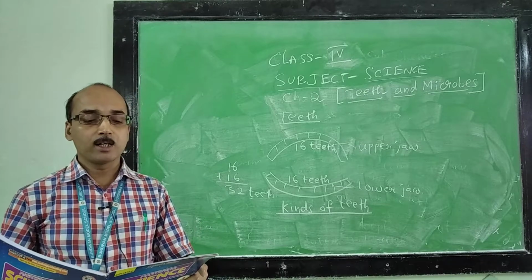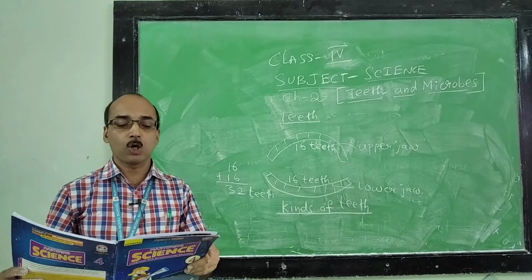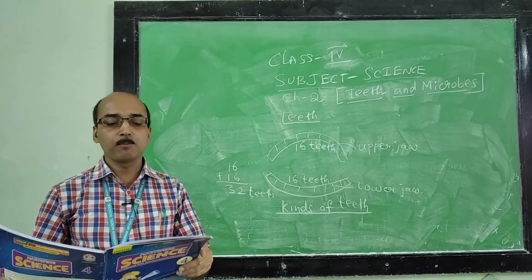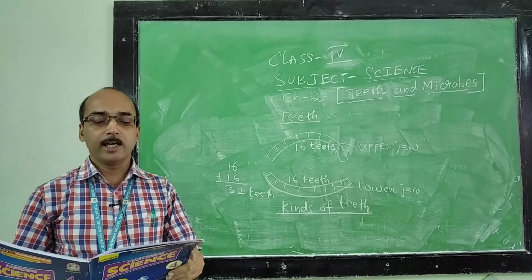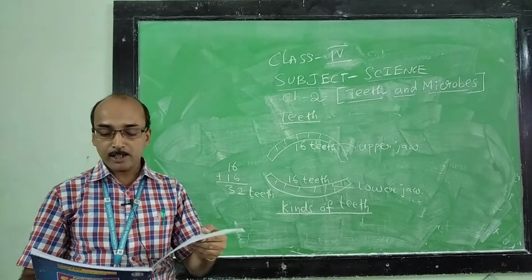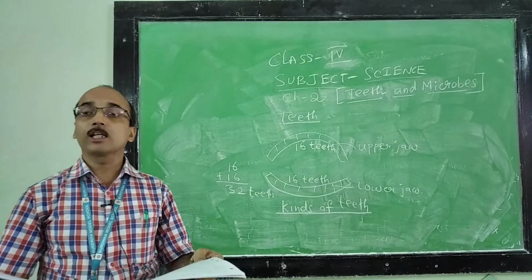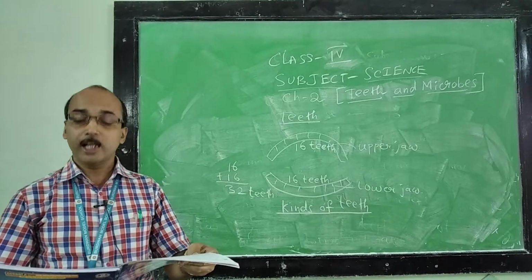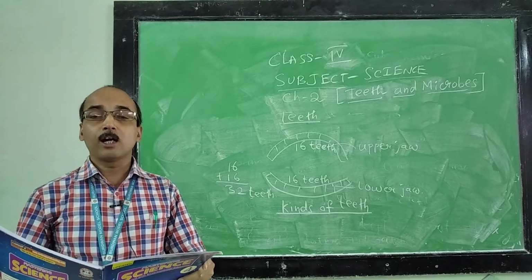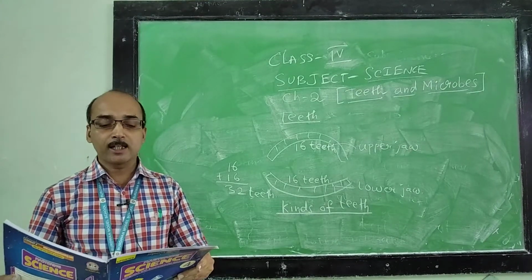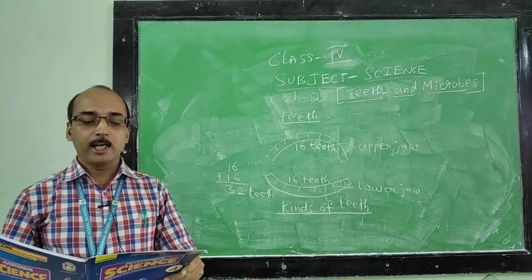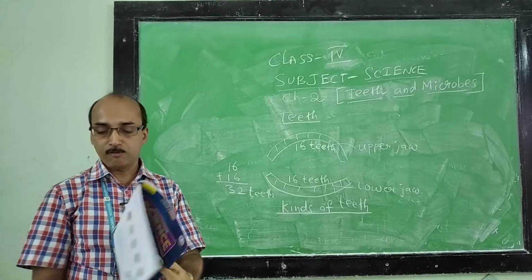Next is molars. There are 6 molars in each jaw. They are next to the premolars. They are bigger and broader than premolars. They help grind the food. They are also called grinding teeth. So these are the different kinds of teeth. Incisors are called cutting teeth, canines are called tearing teeth, premolars are called cracking teeth, and molars are called grinding teeth. In an adult, out of 32 teeth, there are 8 incisors, 4 canines, 8 premolars and 12 molars.